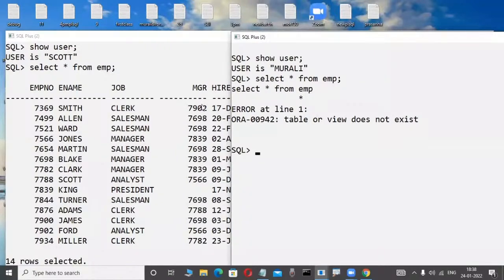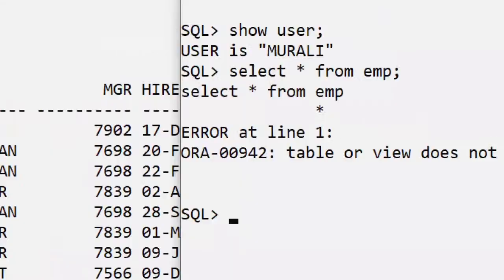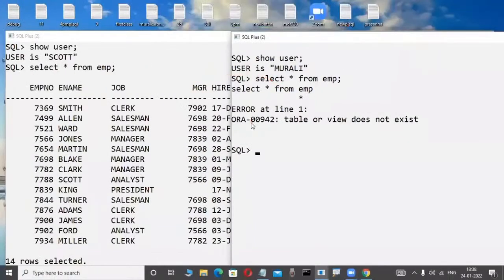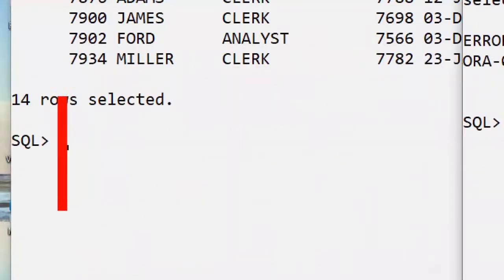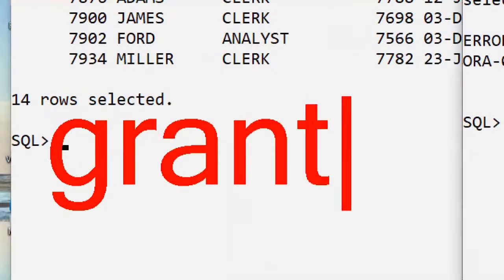If this Murali user is interested in accessing the Scott user table, first the Murali employee must request the Scott employee, please give me your table, I am using some information from your table in my project. Suppose this Scott employee gives permission. Some commands are there, and later you will be familiar with these commands. Grant is a command. We are learning, don't worry.